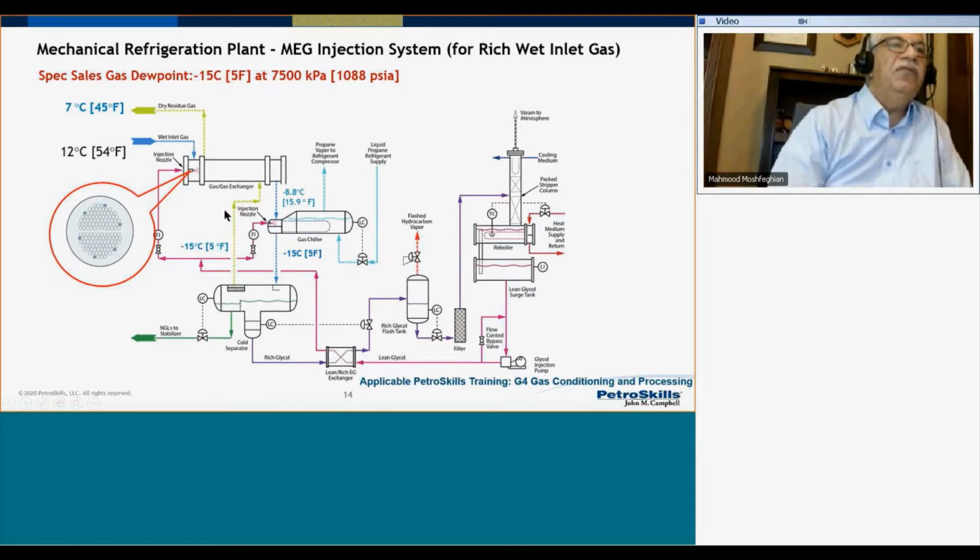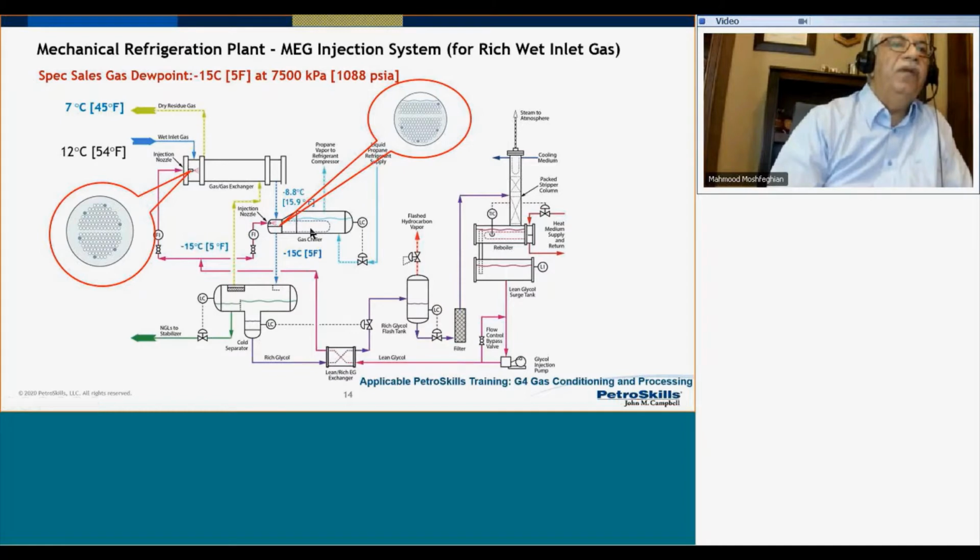The same thing is true when the gas leaving the gas-gas exchanger enters the chiller at a lower temperature. The temperature goes down to 5 degrees Fahrenheit. Again, the process gas goes inside the tubes in the kettle type chiller, and again we have to make sure we have enough injection rate as well as covering all the tube sheet in this chiller.